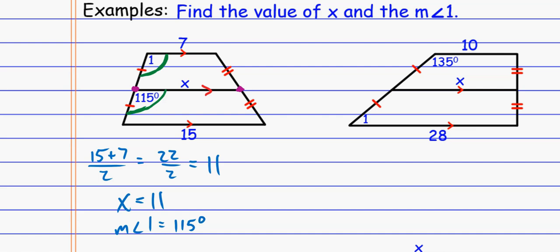If I look at the next one, same kind of thing. Here I have the midsegment drawn, and once again, the midsegment is the average of these things. Maybe you want to look at it and just say, what's halfway between 10 and 28? If you think about that on a number line, that's the value of x as well. An easy mathematical way to do it is to find the average of these. I add them together and divide by 2. That gives me 19. So x is 19.